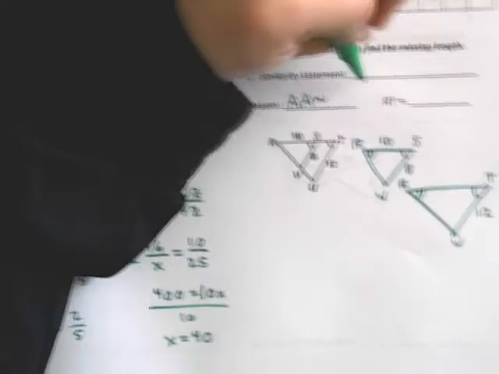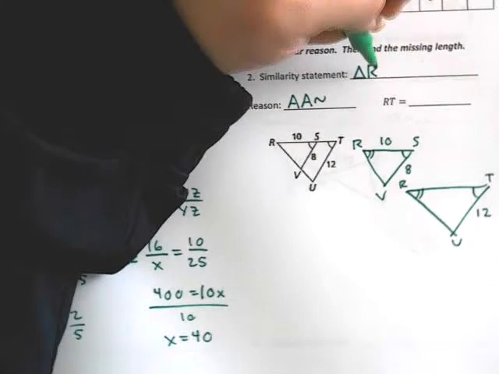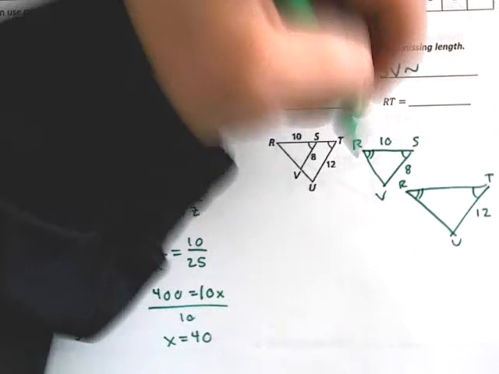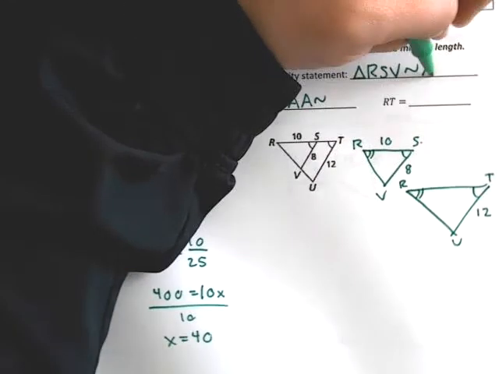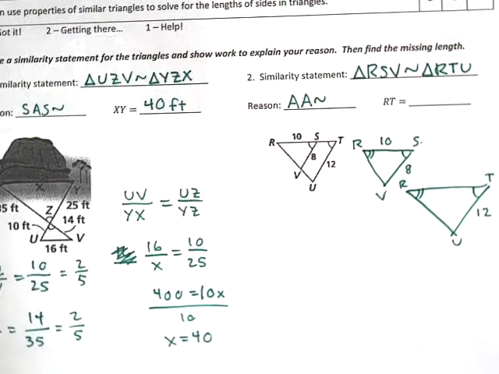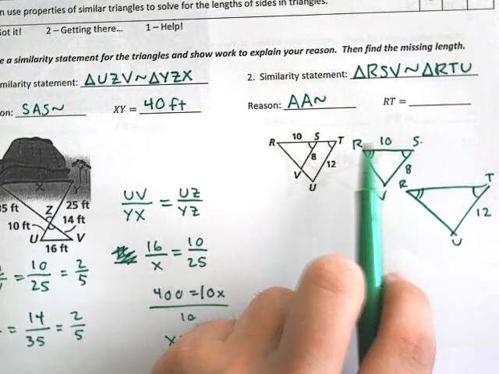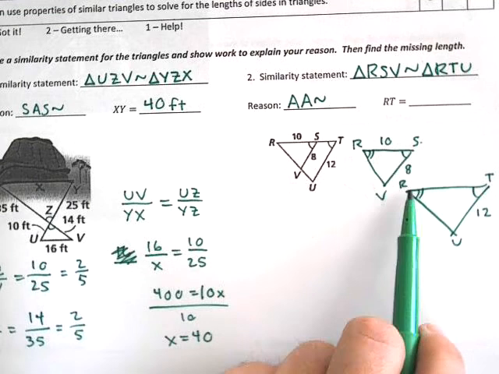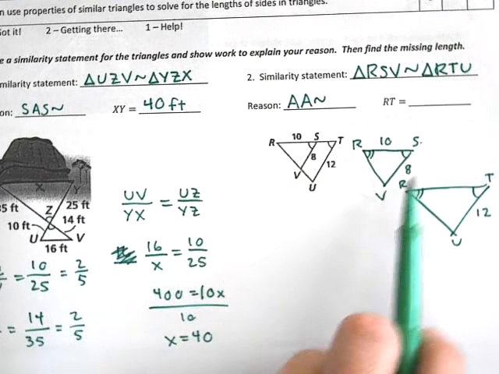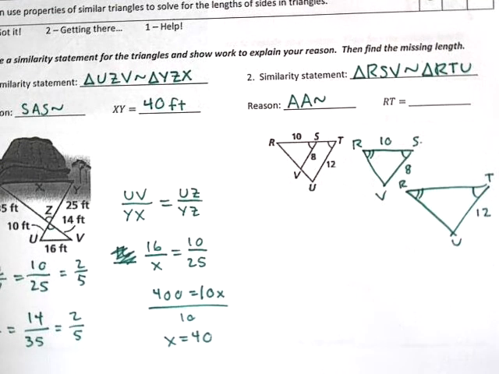Now, RSV has to line up with RTU. Awesome. What did I do? I just went in the correct order. I said that R has to line up with R, S with T, V with U. So I wrote my statement.